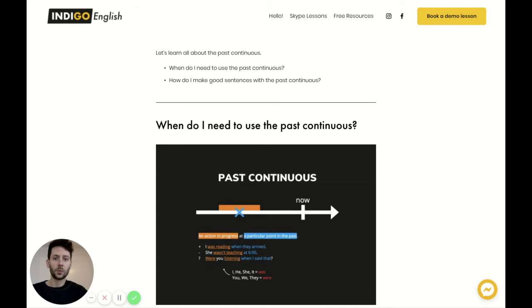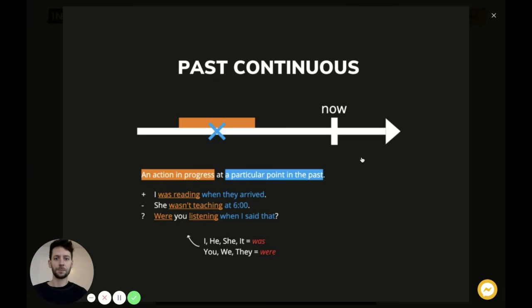Okay, so the first question, when do I need to use the past continuous? You can see on this diagram we've got the white arrow, which represents time. The past continuous is talking about the past, and specifically, it's an action in progress at a particular point in the past. Let me explain with these examples. The first example says, I was reading when they arrived. So the orange, this is the past continuous. I was reading when they arrived.